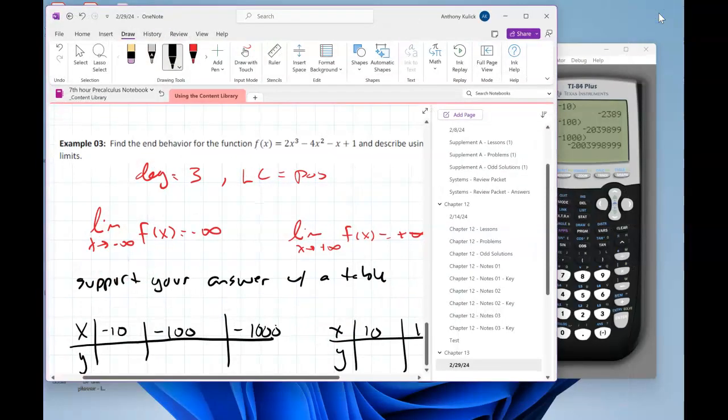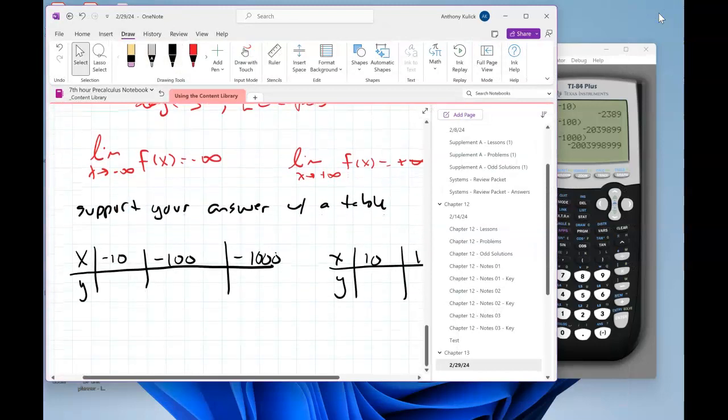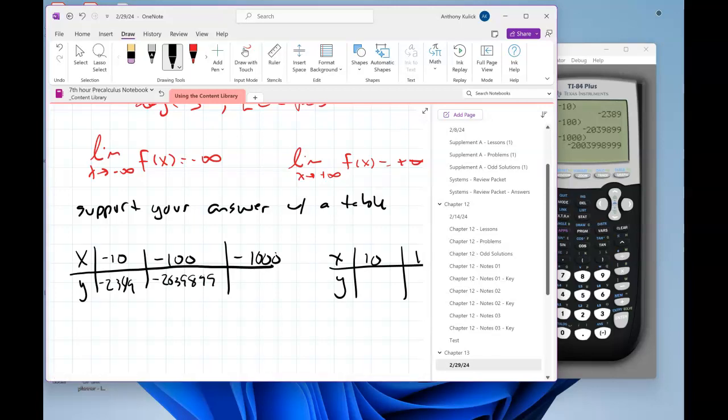I'll do this so I can actually see my numbers. So what I notice is that as x is getting bigger, or I'm sorry, as x goes to -infinity, y is going to -infinity. That's my confirmation. Everybody okay with that?